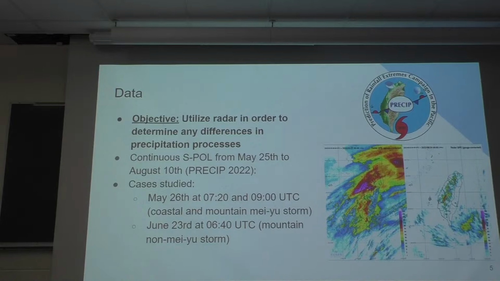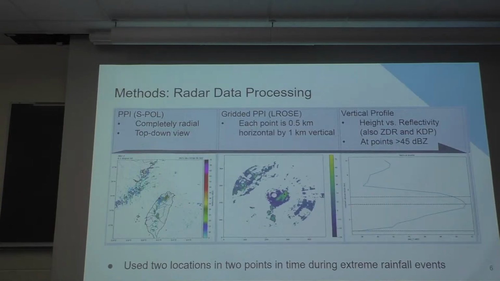at 9 UTC was over the coast, as it shows on that left figure, in that deep purple and pink areas, very heavy rain over the coastline. And when that storm was over that mountain, the same storm at 7:20 earlier that day. And the one on the right shows our example on June 23rd at 6:40 UTC, which is not May related.